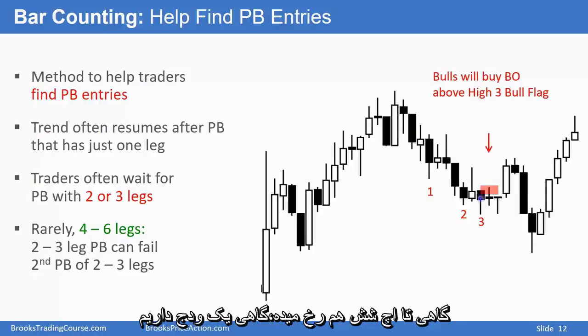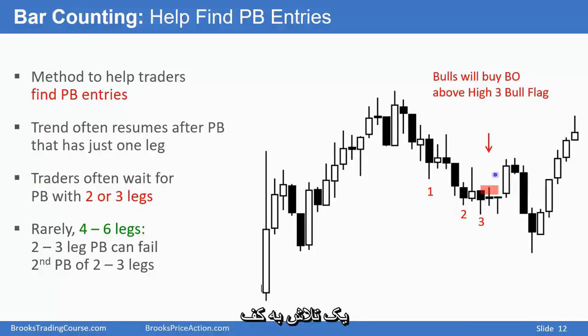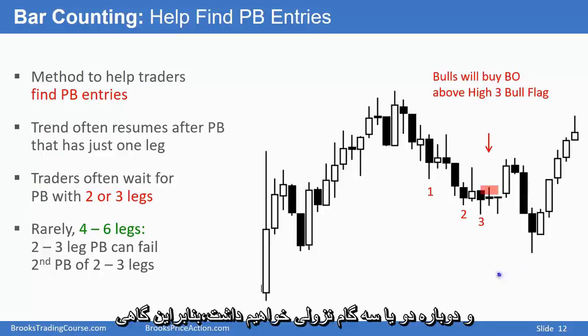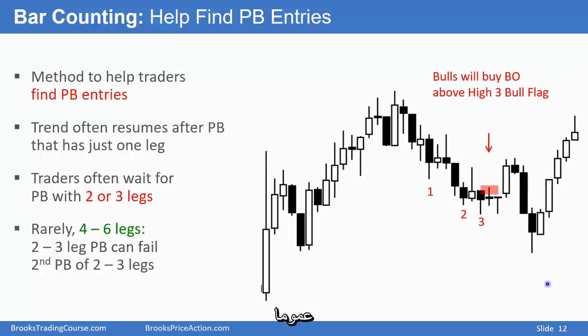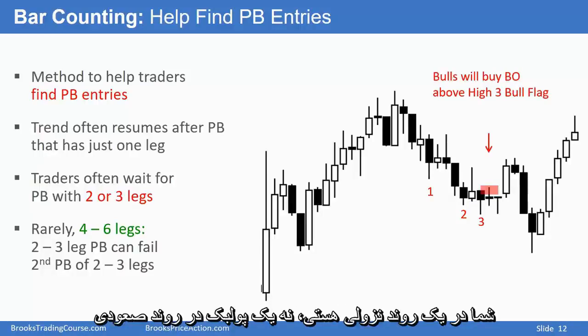Sometimes you'll have a wedge, a bottom attempt. The market tries to resume up. It breaks to the downside again, and then you get another 2 or 3 legs down. So sometimes you'll get a pullback that actually has 6 legs. In general, if you start getting 5 or 6 legs down, you're in a bear trend and no longer in a pullback in a bull trend.